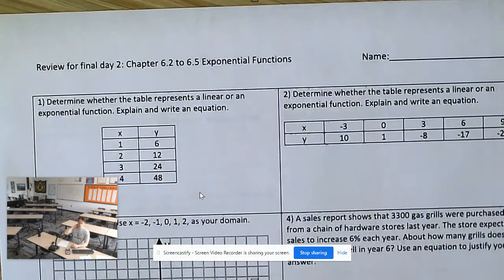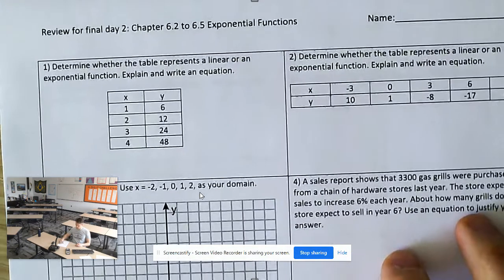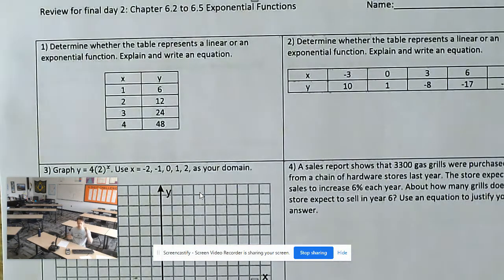Well, happy Tuesday. So at this point, you should have finished completing the review for final day 2, chapter 6.2 to 6.5 to the best of your ability. And this is where I'm going to answer your questions. So watch this carefully and check your work. Make sure you're doing this right. There'll be quite a few of these questions on the final.